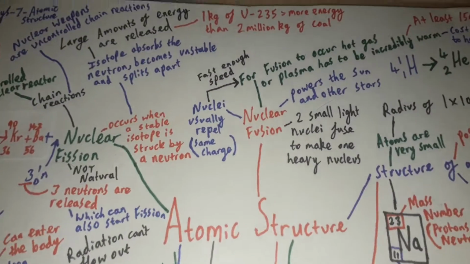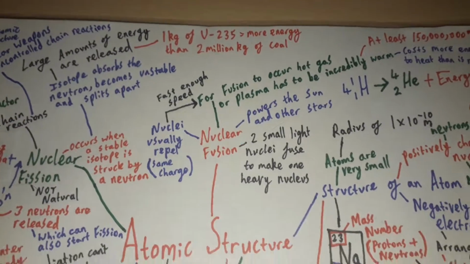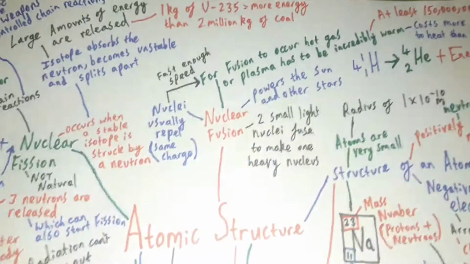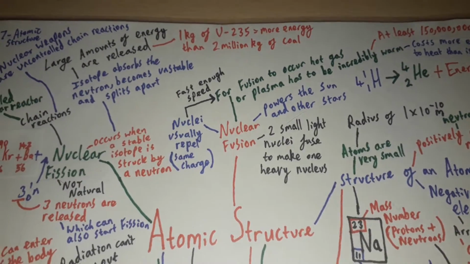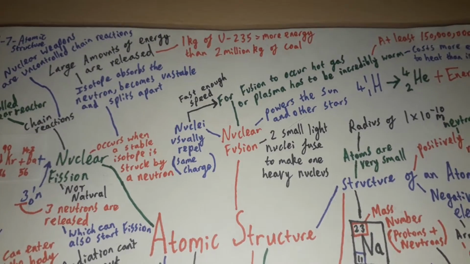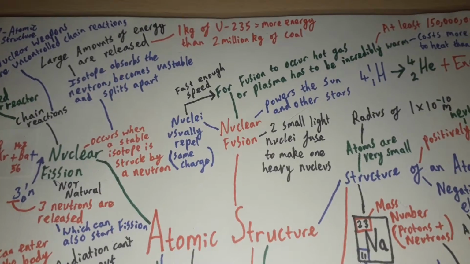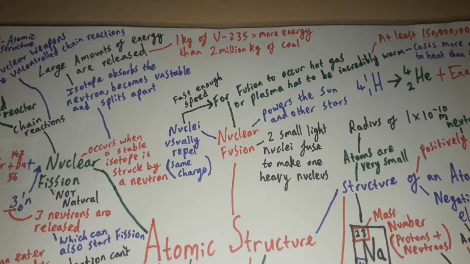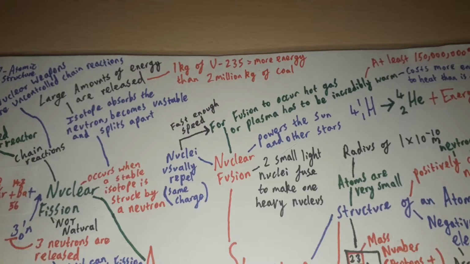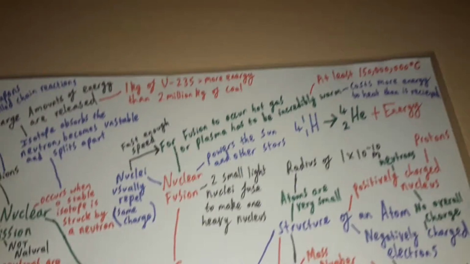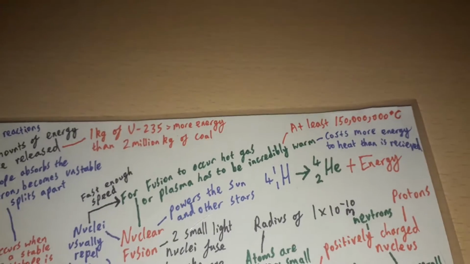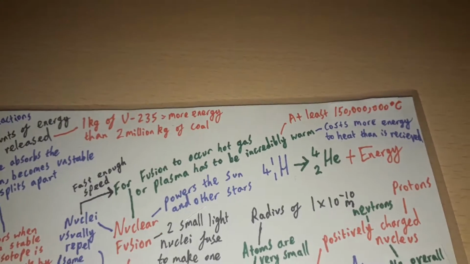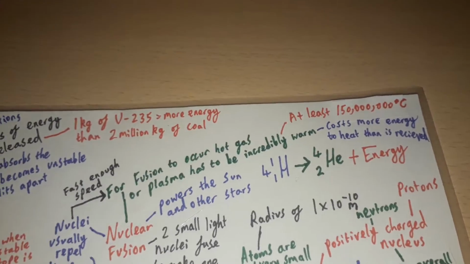So next, let's look at nuclear fusion. So in the process of nuclear fusion, 2 small nuclei, they are nuclei that are light, fuse to make one heavy nucleus. And it's used to power the sun and other stars. And let's look at an example of it. So here we've got 4 hydrogens fusing to make 1 helium, plus a load of energy. This is what happens in the sun.